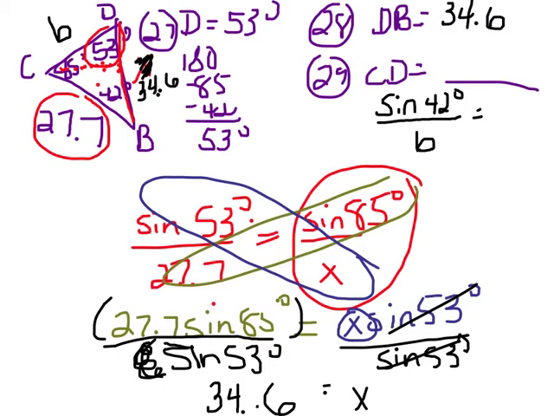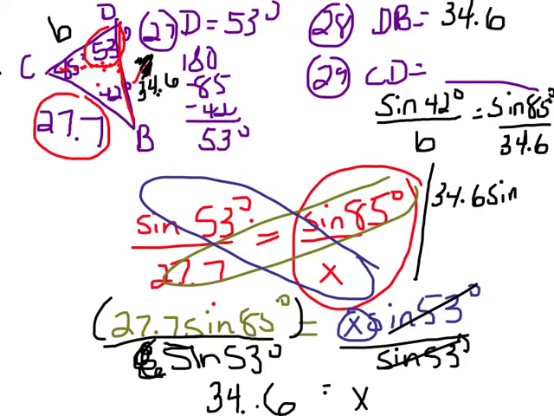So the sine of angle C, which happens to be 85 degrees, and then the side across from it is 34.6. Now all I have to do is cross multiply, and I got it, right? Just like I did down here, I'd get 34.6 sine 42 degrees is equal to B times the sine of 85 degrees. I'm going to write that over here.